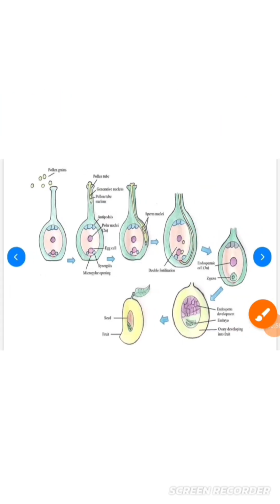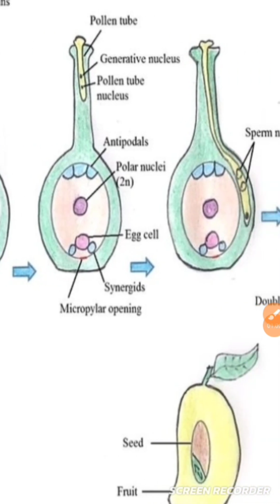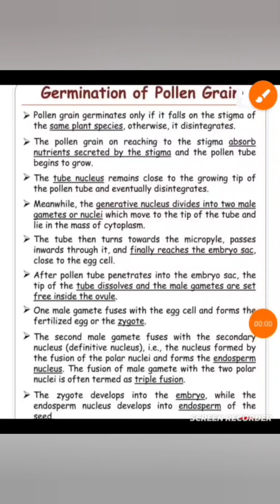Meanwhile, the generative nucleus present in the pollen grain divides into two male gametes or nuclei, which move to the tip of the pollen tube and lie in the mass of cytoplasm.